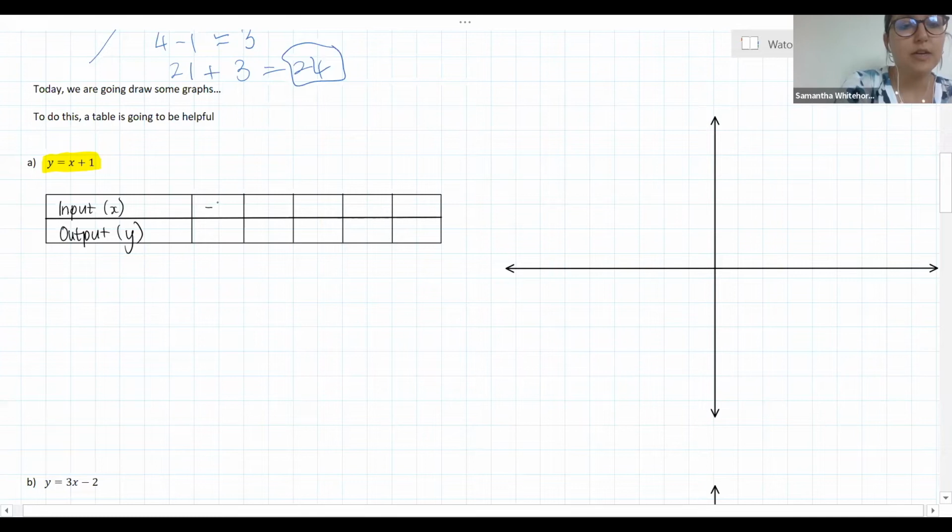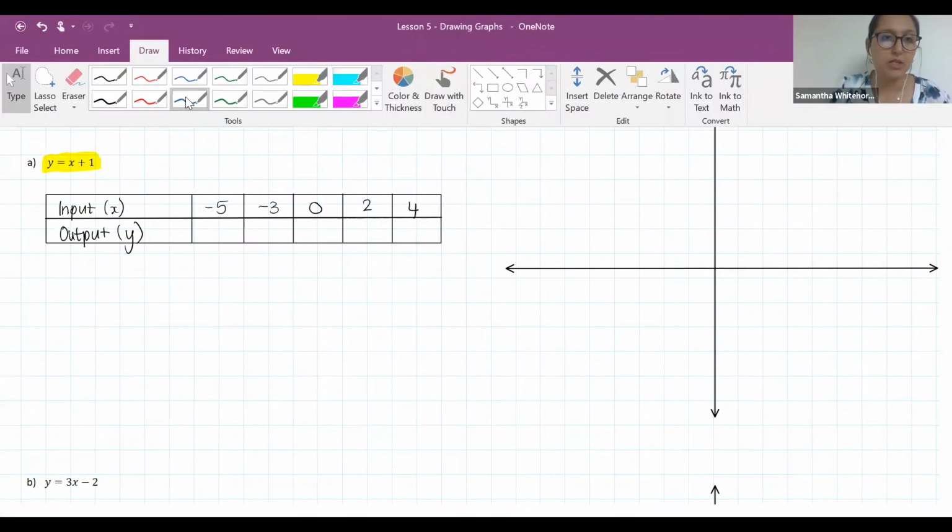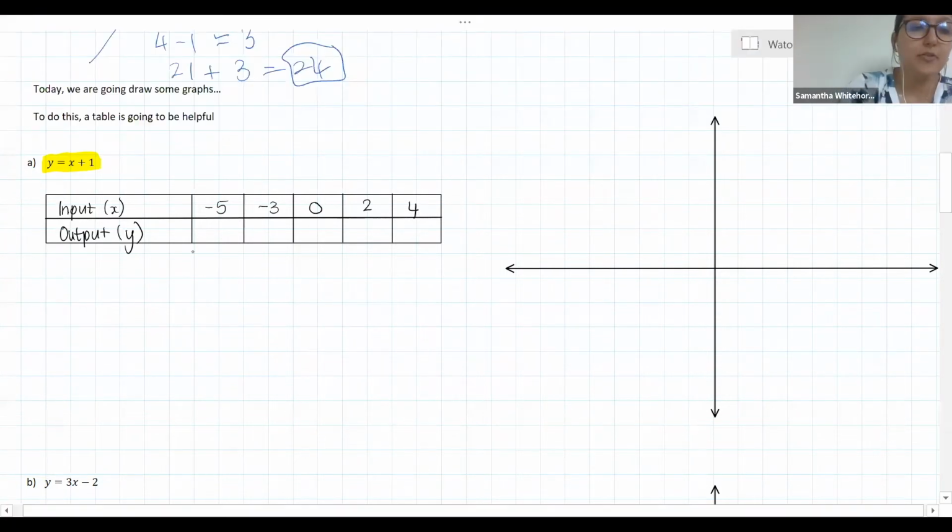So let's go -5, -3, 0, 2, and 4. Those are my inputs. I'm going to do one with you, and then I'm going to ask you guys to give it a try by yourself. I think most of you would manage this, but let's have a see. If I look at my first input value of -5, I have the equation y equals x plus 1. So I want to substitute in my value for x, so substitute in -5.